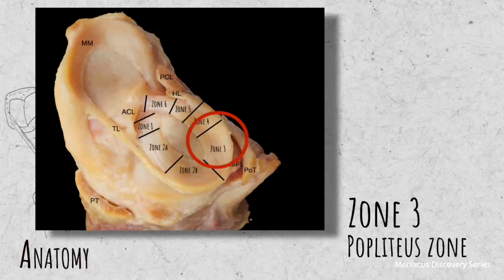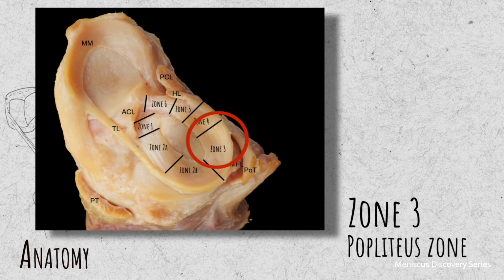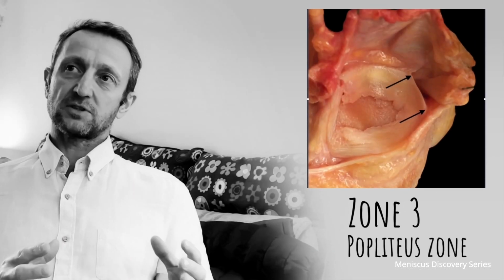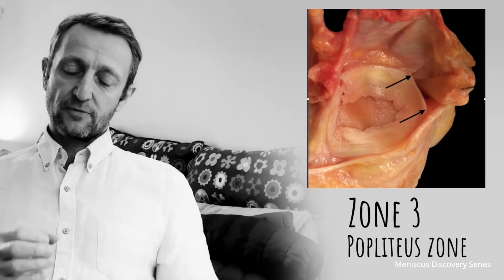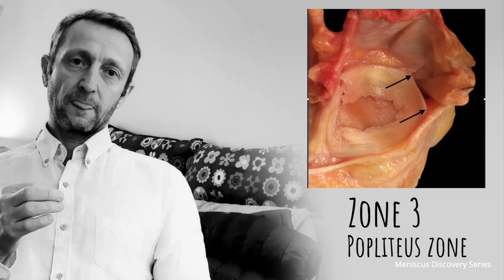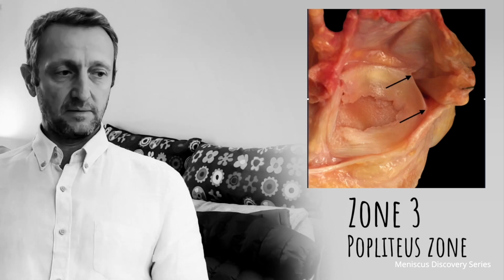And this is quite interesting because the next step is zone 3. Zone 3 is very interesting from the anatomical point of view, from the biomechanical point of view, because zone 3 is, I would say, the part of the meniscus which is not attached to the capsule anymore. It's a free space for the popliteus tendon.